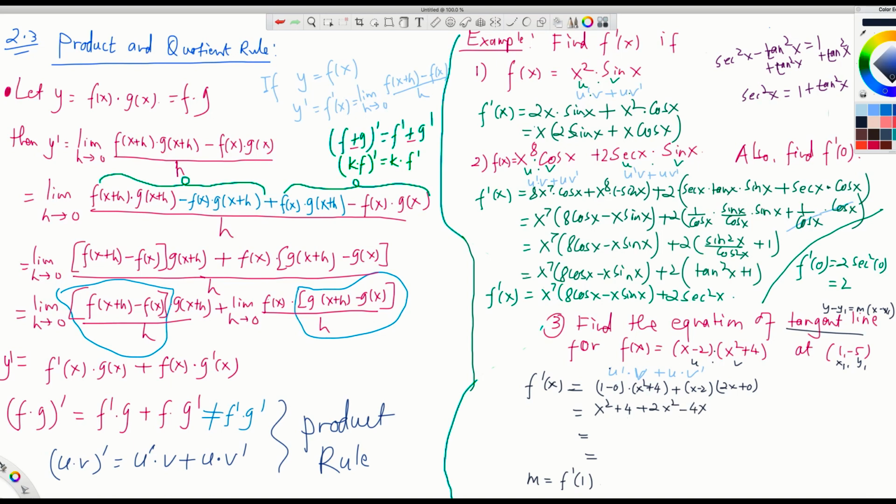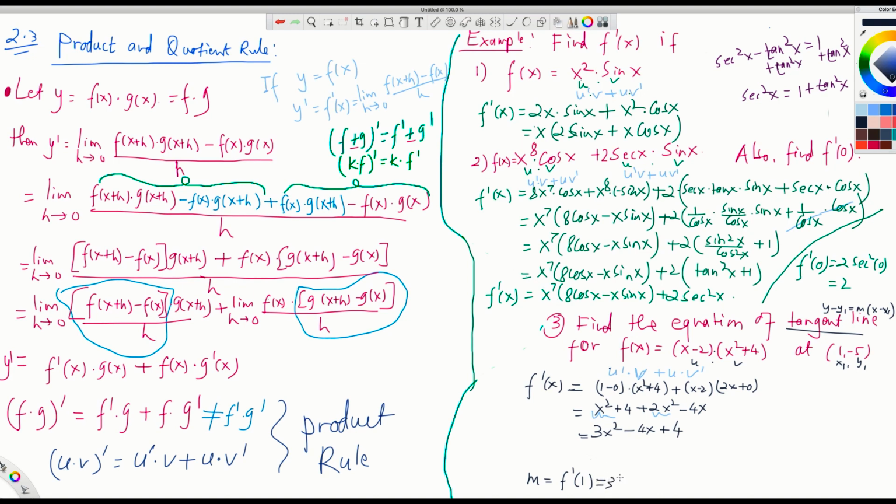So look at these like terms. This term and that term are alike. So how do I combine them? It is x squared plus 2x squared, 3x squared, minus 4x plus 4. That is the slope, or the slope function. Now you want to find the slope at a point, because m is the slope at this point. So x is 1, y is negative 5. So you will have to plug in 1 to get the numerical value for the slope.